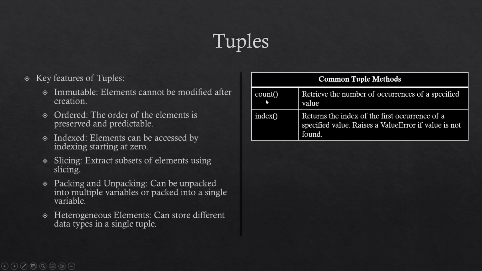Common tuple methods are the count and index methods. Since tuples are immutable, they don't get a bunch of methods to work on them like lists do. The count method retrieves the number of occurrences of a specified value, and the index method returns the index of the first occurrence of a specified value and raises an error if the value is not found.